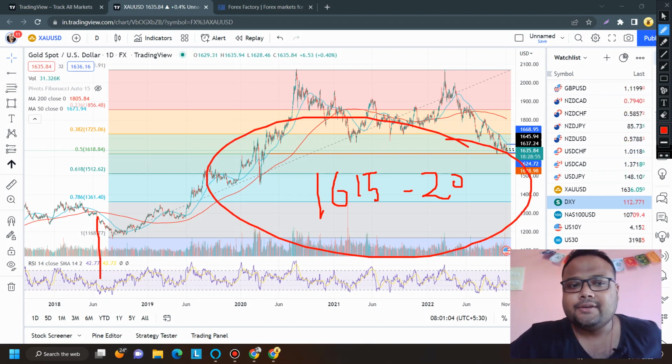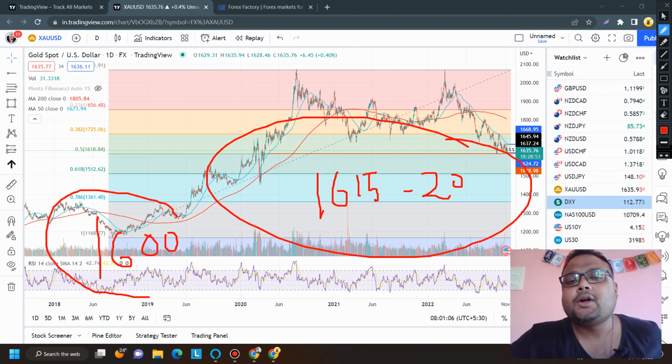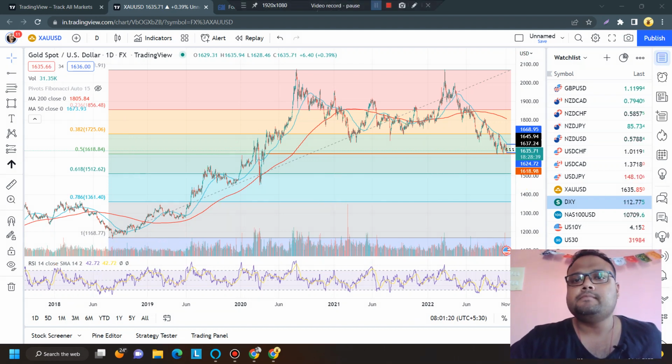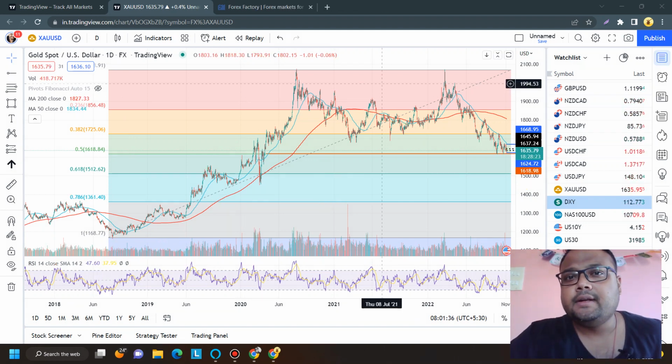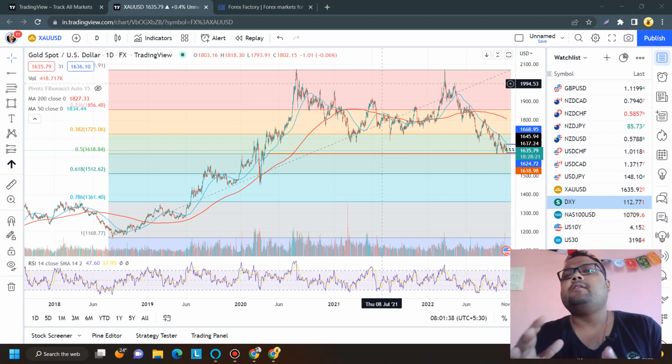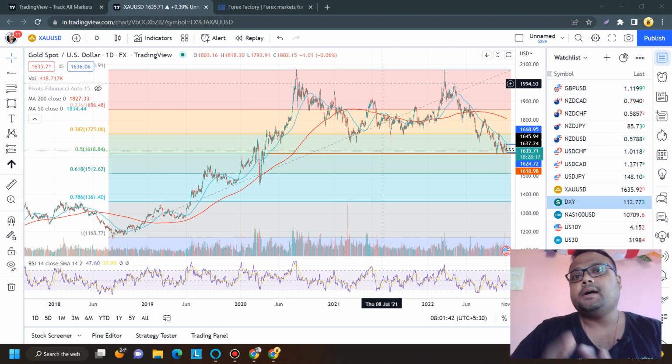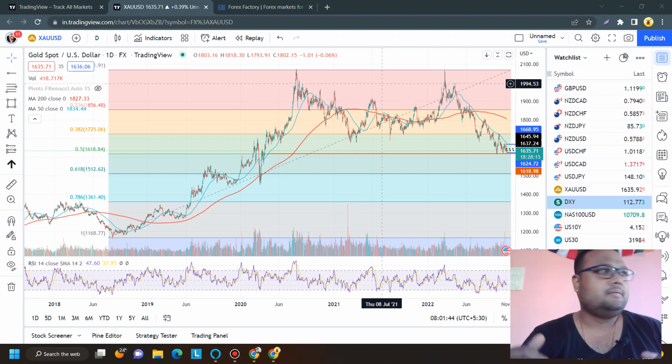But 1600 is a psychological support for the market. So in case the market falls below the 1600 level, and if the selling continues, there can be a huge sell-off in the market of at least 600 to 700 pips. So that can be a very good trading opportunity for positional traders, especially swing traders also.